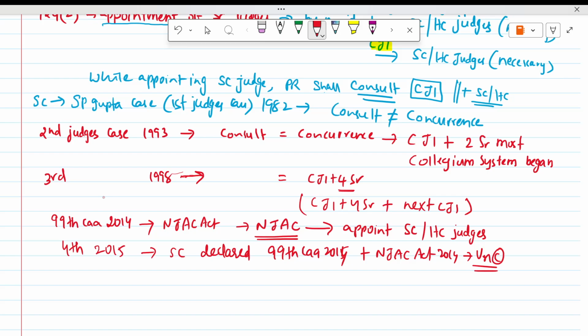So there are four cases: First Judges case, Second Judges case, Third Judges case, Fourth Judges case. This you have to remember. This is how the collegium system evolved and how the appointment of Supreme Court and even High Court judges is being done. This is Article 124 clause 2.